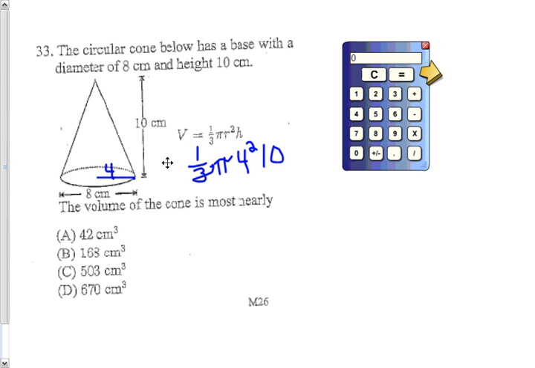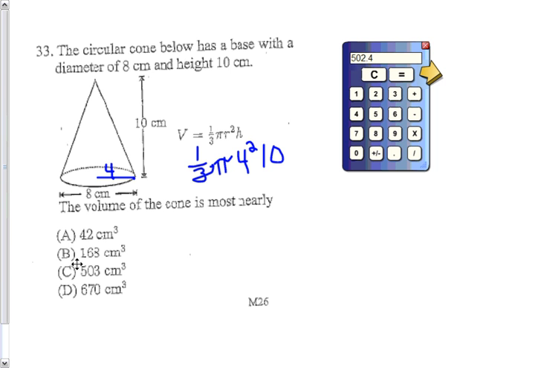Before we move to the calculator, we want to double check that our units of measure are the same. Our height is 10 centimeters and our base has a diameter of 8 centimeters. So it's in centimeters, so everything's in the same unit of measure. So we're okay. So we'll take the approximation of pi, 3.14. We'll multiply that by 4 squared, or 4 times 4. We're multiplying everything together here, so our order of operations is okay. Times 10, our height, gives us 502.4.